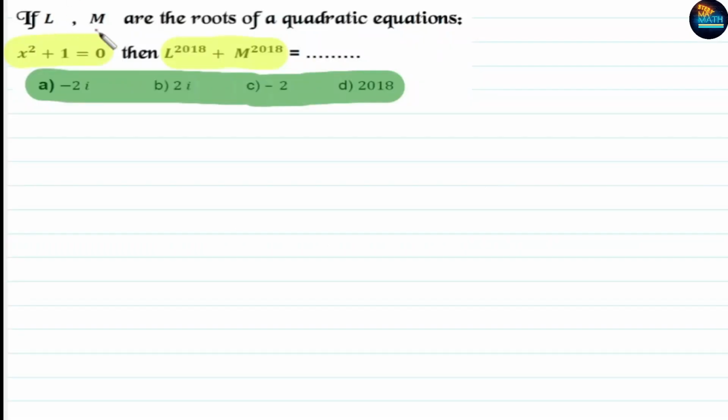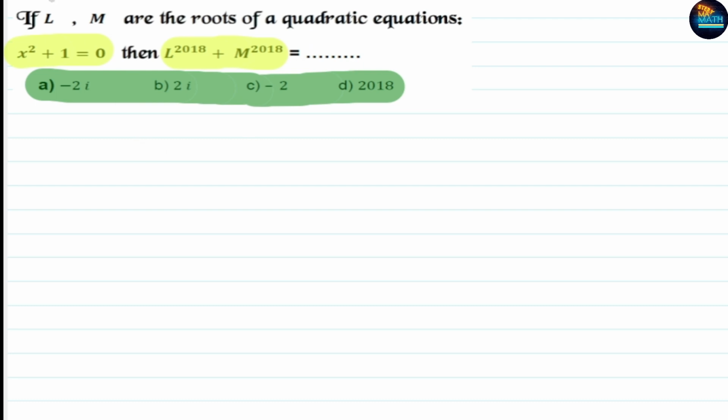All right. If L and M are the roots of the quadratic equation x squared plus 1 is equal to 0, then L to the power of 2018 plus M to the power of 2018 is equal to blank, and you have multiple choice here. A is negative 2i, B is 2i, C is negative 2, D is 2018. Which one is correct?